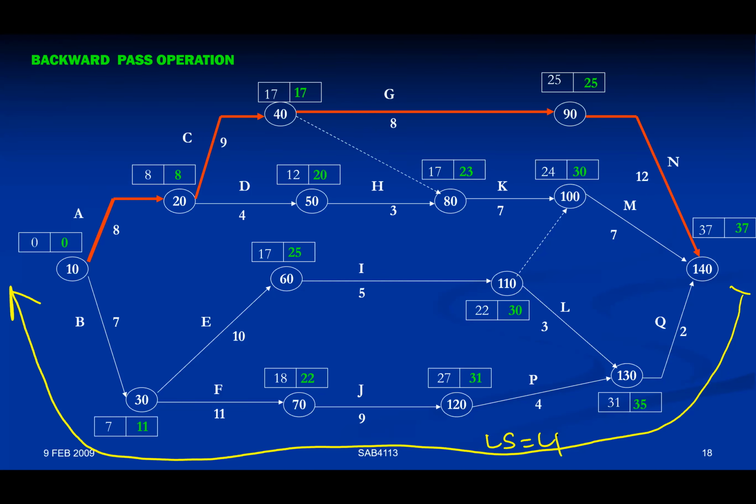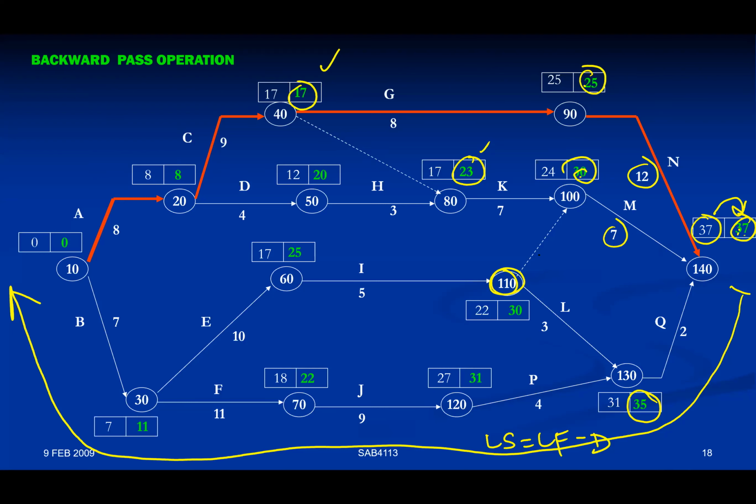LS is equivalent to LF minus duration. So how to do that? This end value, you will copy into this box, and then using the back arrow, going back along the arrow, that's how you calculate, minus the duration. 37 minus 12 equals 25. 37 minus 7 equals 30. 37 minus 2 equals 35. How about G? 25 minus 8 equals 17. Okay, you complete that. How about K? 30 minus 7 equals 23. All right, settled.